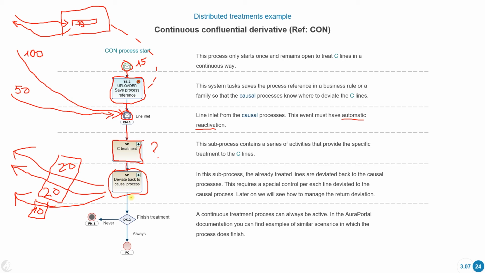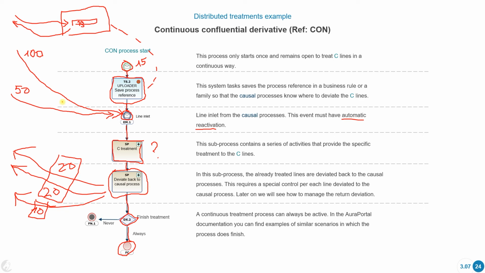I'm going to explain this subprocess more in detail later, but let's say that after this subprocess has been performed and we finish the treatment, we would actually just stop the flow here. And once we stop the flow, it doesn't really matter because this intermediate message event, it's still available. So lines can still enter. We're never going to finish the process. This is never going to happen. This is why we call this a continuous treatment, because this process is continuously treating these lines.